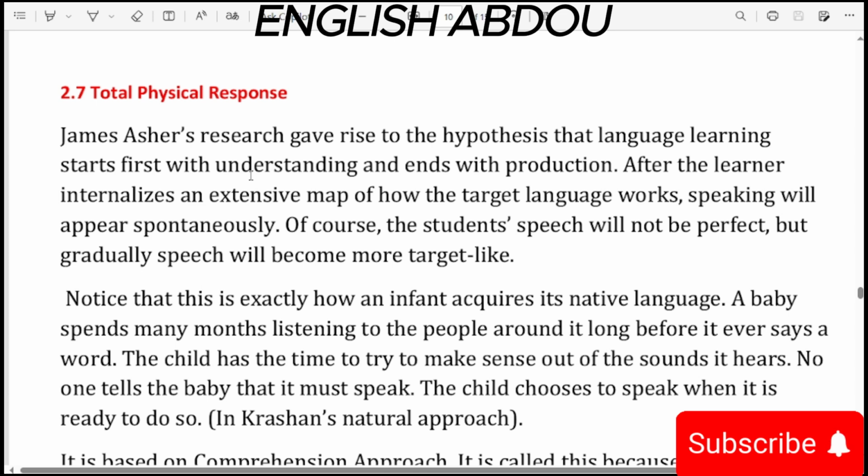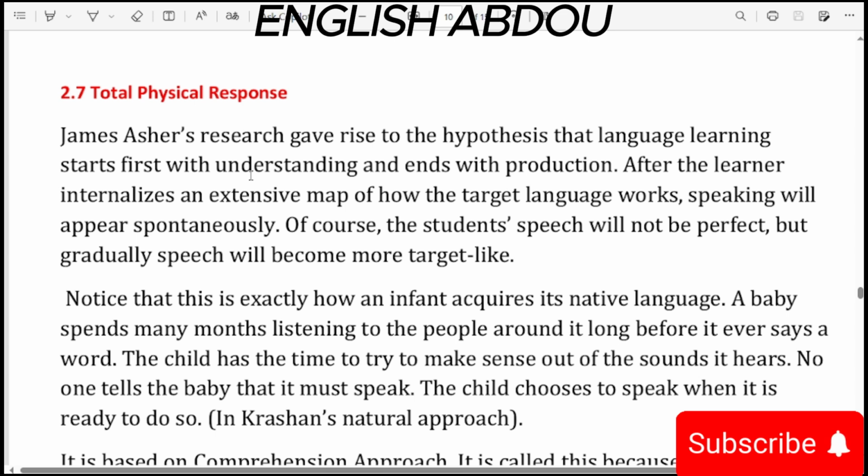So these two methods, and also I think the audio-lingual method, give time to students before speaking. They don't oblige the students to speak from the beginning. And this is also a question: which method is based on Krashen's natural approach? How can the natural approach be used in total physical response, and so on?